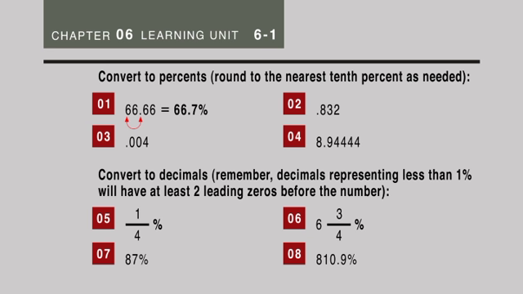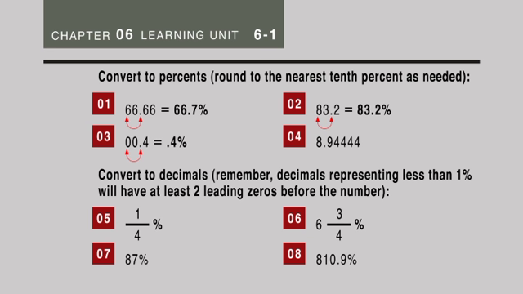Number 2 is 0.832. So we're moving the decimal 2 places to the right. So it's going to be 83.2%. Just add that percent sign. For number 3, we've got 0.004. Again, you move the decimal 2 places to the right and add a percent sign. So we're at 0.4%.